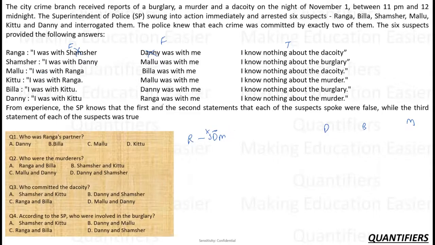तो अभी चारों जगह अगर रंगा नहीं हो सकता तो रंगा के लिए ऑप्शन एक बचा, बिल्ला. राइट, सो रंगा इज विद बिल्ला. आर एंड बी, दिस इज अ पेयर. राइट, दिस इज सेट. आर एंड बी आर सेट नाउ.